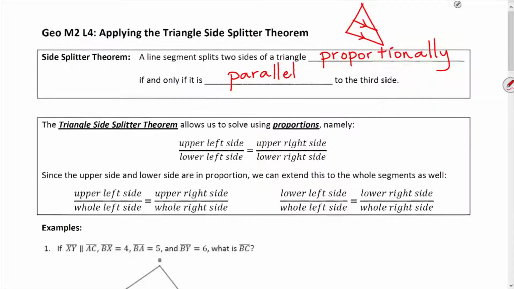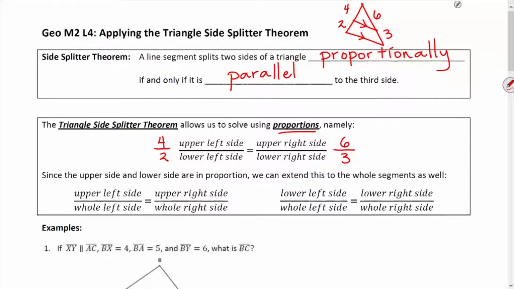So if this length was 4 and this length is 2, for example, and this length is 6 and this length is 3, then the side splitter theorem says that if the lines are parallel, then it'll divide the sides of a triangle proportionally. We can look at that using proportions: the upper left side is 4, the lower left side is 2, the upper right side is 6, and the lower right side is 3. Those are proportional to each other because those fractions are equal.